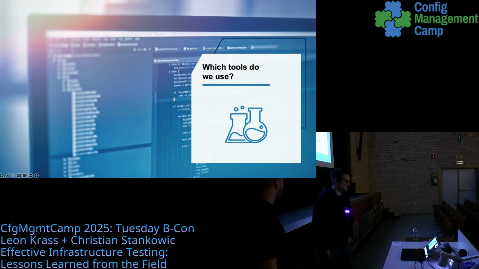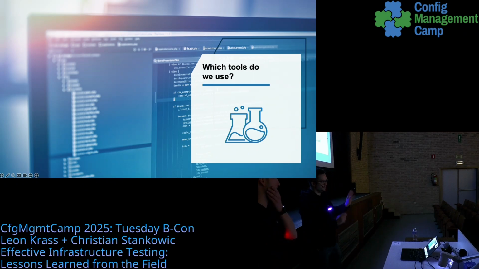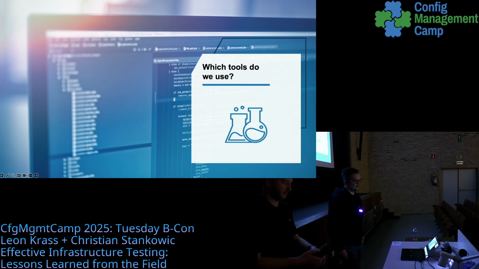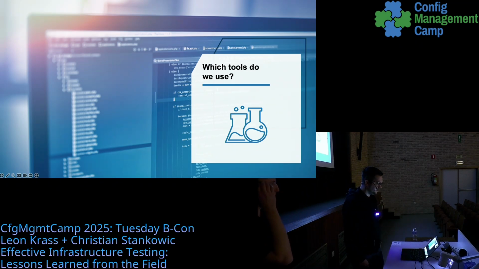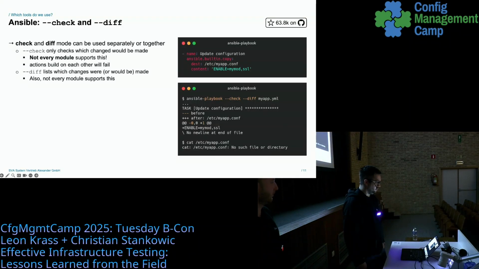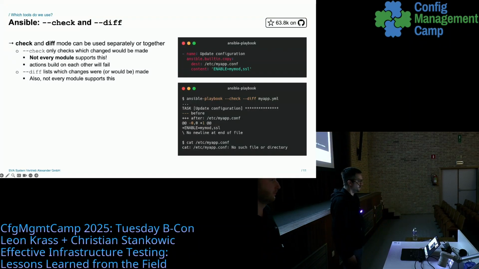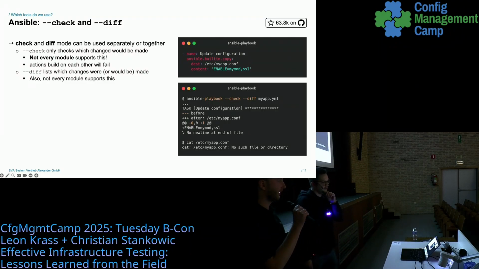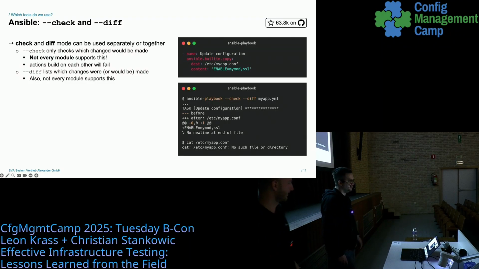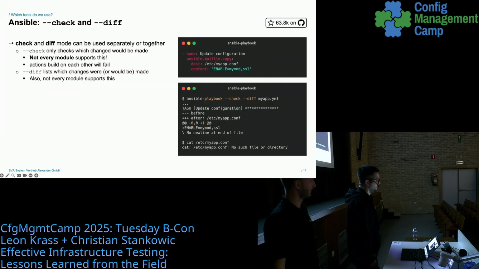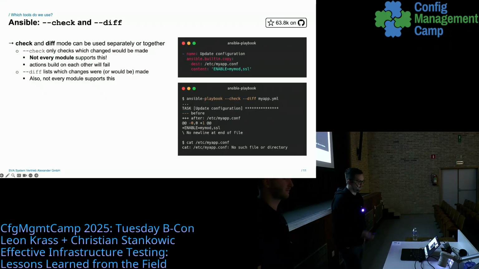All right, so which tools do we use? We figured out some of the high-level details. Let's get into the proper commands. The first tool that we're going to share is the check and diff parameter for the Ansible utility. Who ever heard about this? Okay, a lot of people. This is quite nice. Those are basically two different modes that you can leverage when running playbooks. You can use them separately or both together.